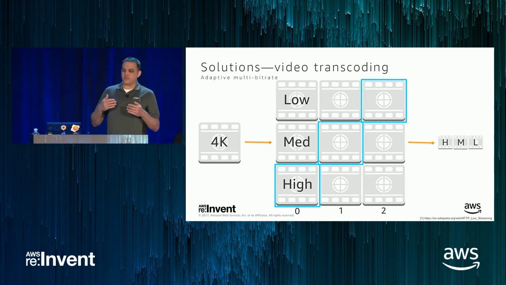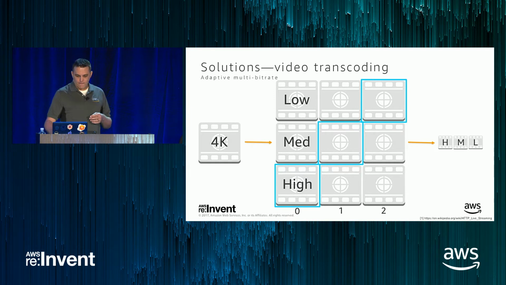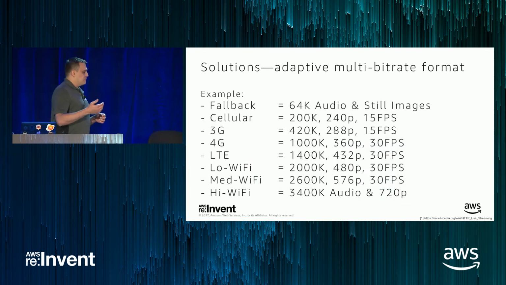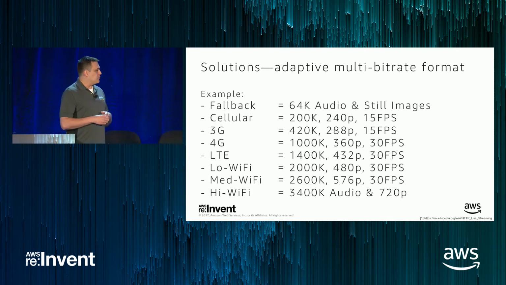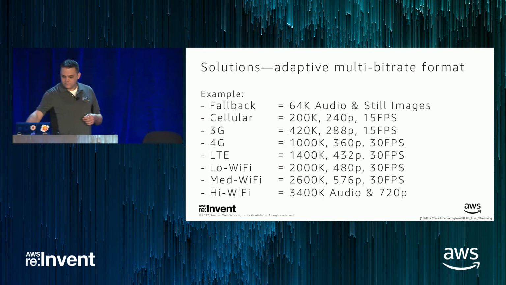And if the network conditions improve, your client can step up to a higher resolution and have a better quality video. So here are examples of some of the different encoding bit rates that you might use and flip between, depending on what the network conditions are.